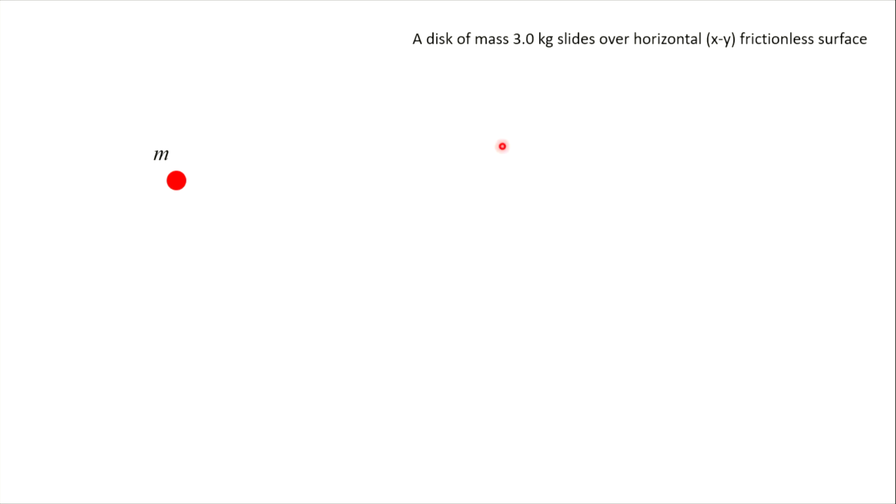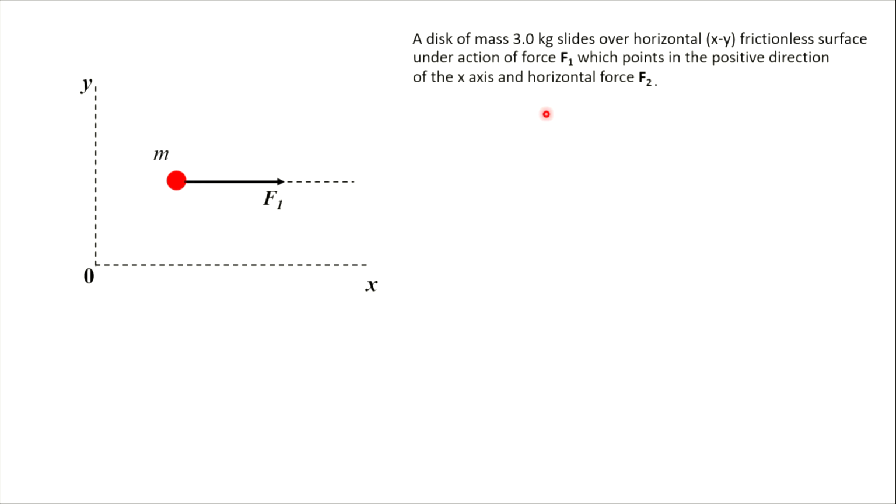A disk of given mass slides over a horizontal frictionless surface under the action of force F1, which points in the positive direction of the x-axis, and horizontal force F2. Magnitudes of F1 and F2 are given, but I would like to draw your attention that the direction of F2 is not given in advance, and here it is shown in an arbitrary direction.